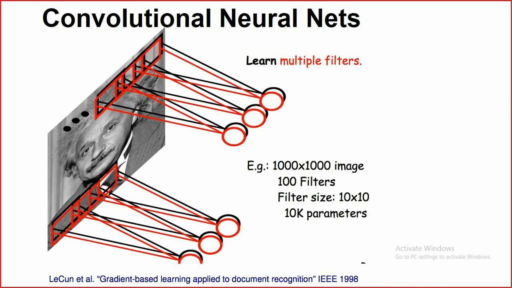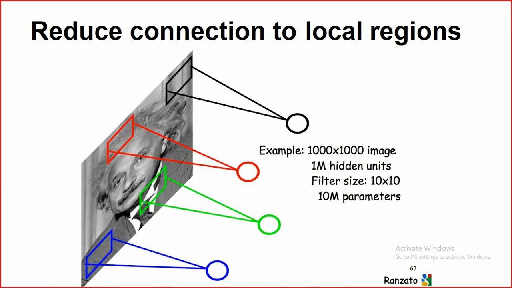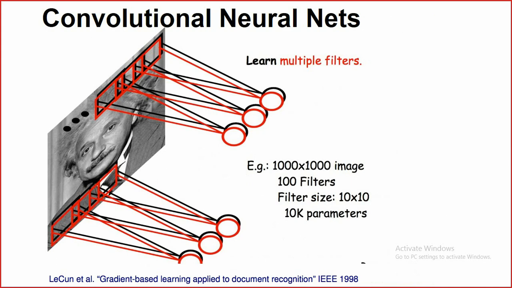So we use multiple filters. Now by this, if we have 100 filters and each filter's size is 10 by 10, we have only 10,000 parameters in this example. But in the first one we have 1 billion, and in the next one we have 10 million. But now, this way, we have 10k or 10,000 parameters, because we use the same weights for all of them. The same kernel will be used for each of these neurons.